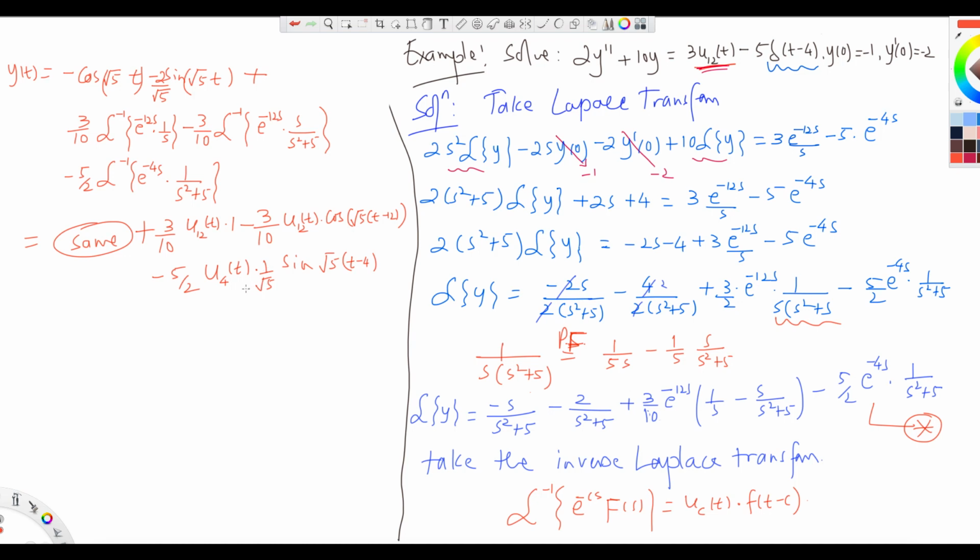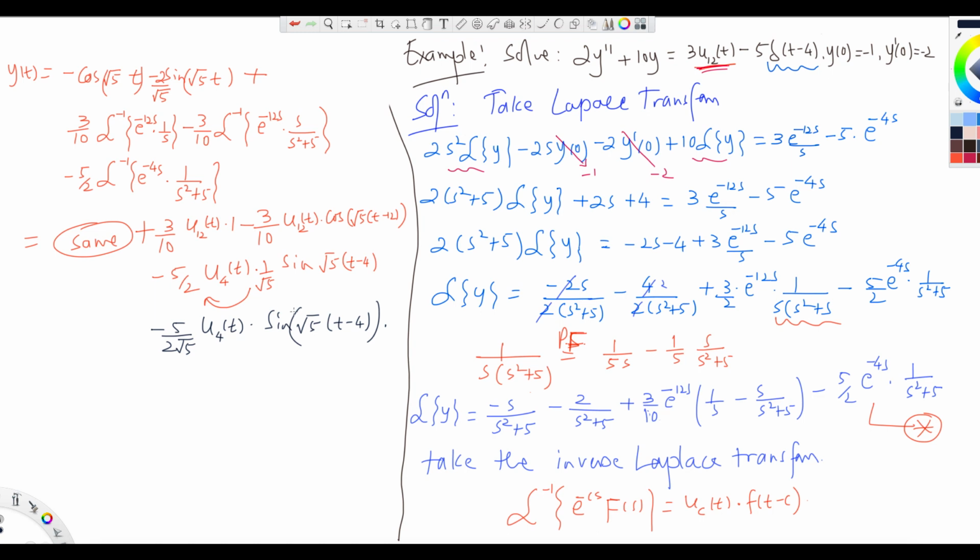Okay, now what we do is combine these, and then the last term can be written simply. The other terms will be the same. The last term will be negative 5 over 2 root 5, and then u_4(t) times sine root 5 (t minus 4). That is the simplified form of the last term only. So that is the final answer for this.